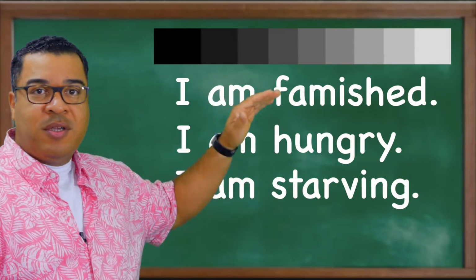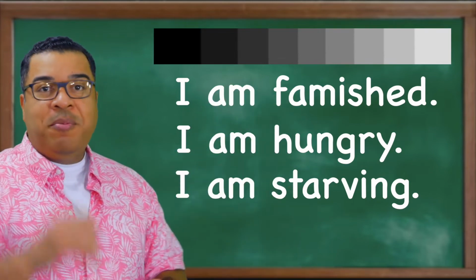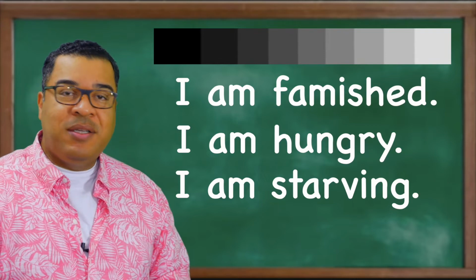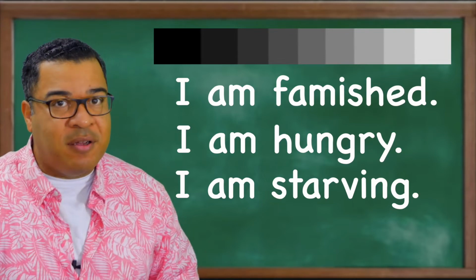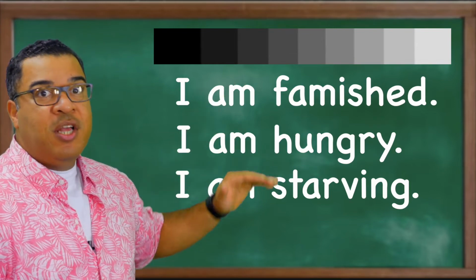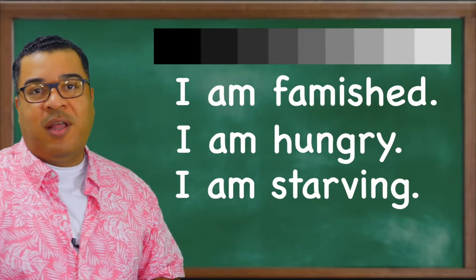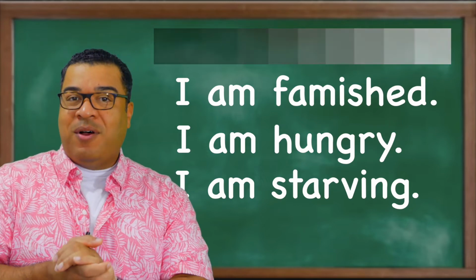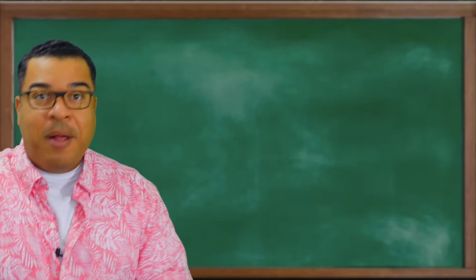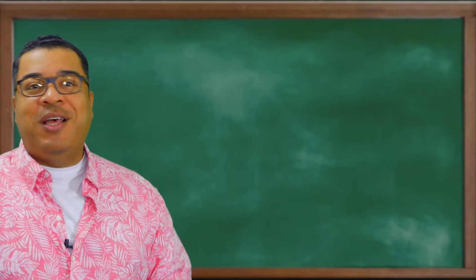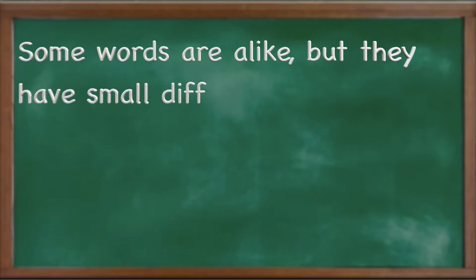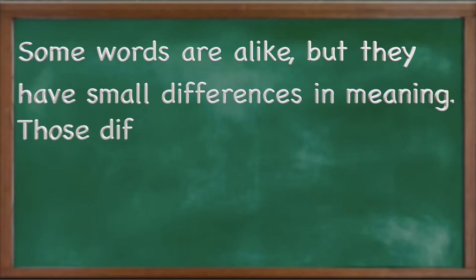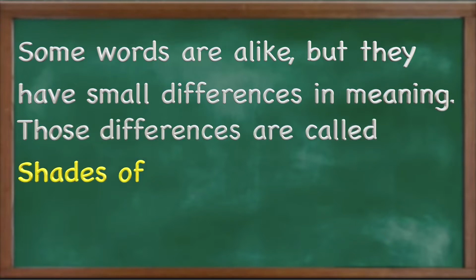All of these words, they're synonyms to each other, but the shade of meaning is a little bit different. They all kind of have a different feel. Famished, hungry, starving. They're different levels. Basically, that is all shades of meaning are. But we have to take a look at the definition, of course. Some words are alike, but they all have small differences in meaning. Those differences are called shades of meaning.